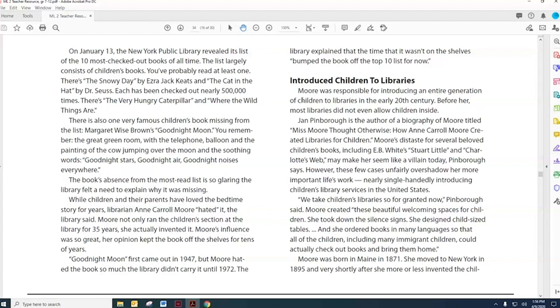There's also one famous book missing from the list, Margaret Wise Brown, Goodnight Moon.